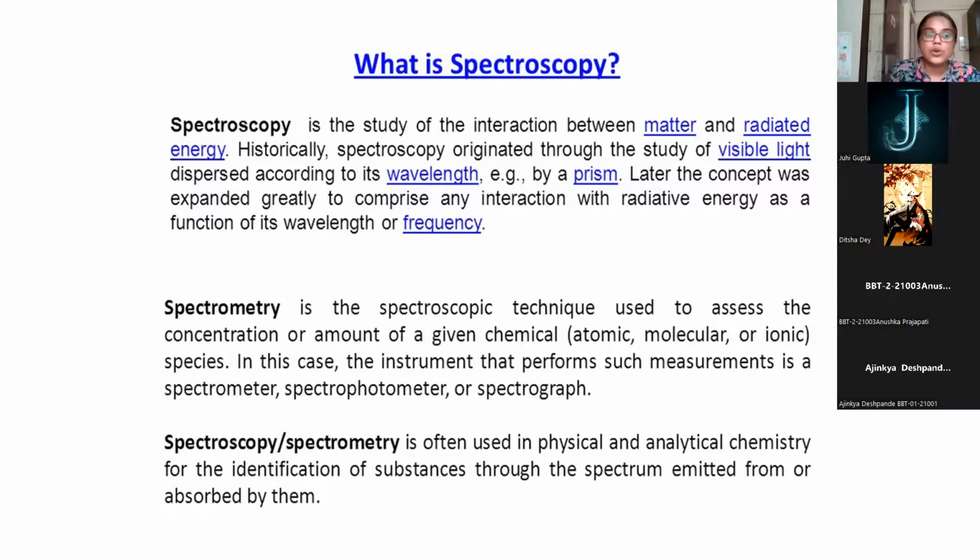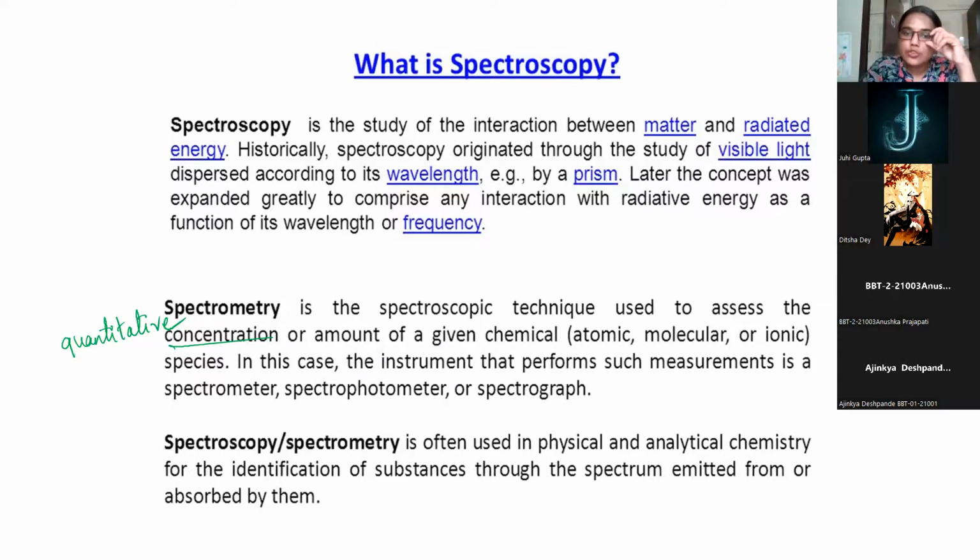Now when you talk about concentration, this is where I was talking about quantitative analysis, or the amount of a given chemical, atomic, molecular, ionic, whatever chemical species it is, because spectroscopy is not only used in biochemistry, it is also used in chemistry. There are 2 types of reactions, biomediated or biocatalytic reactions, and chemical catalytic reactions. In both analyses, you can use spectroscopy.